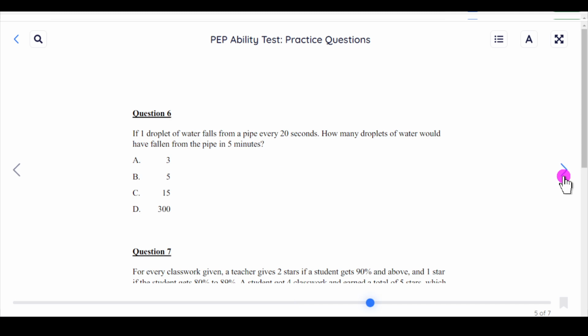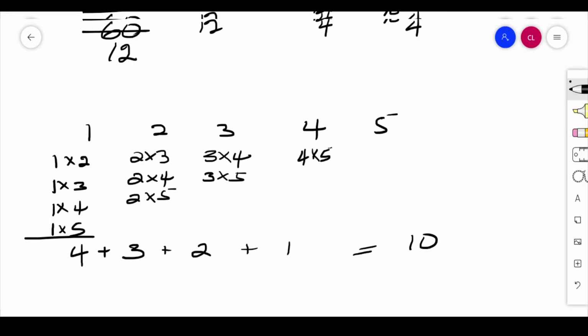Let's go with question 6. Question 6 says, if one droplet of water falls every 20 seconds, how many droplets of water would have fallen from a pipe in 5 minutes? Would it be 3, 5, 15, or 300 droplets of water? Back to the trusty whiteboard.